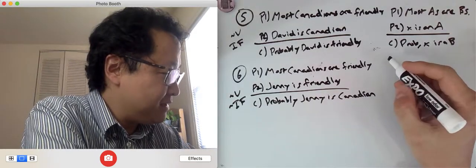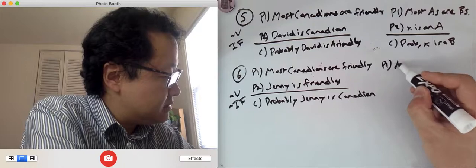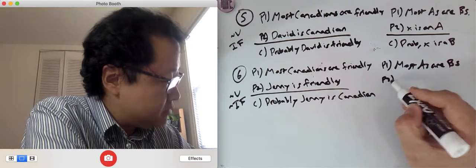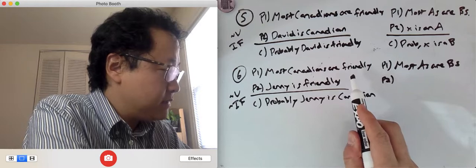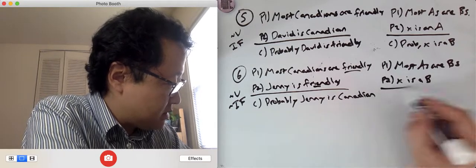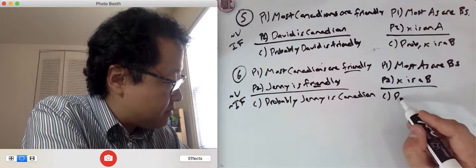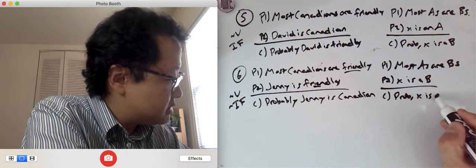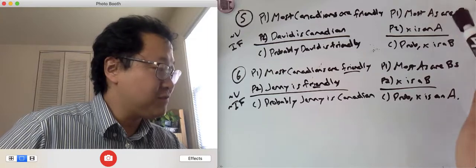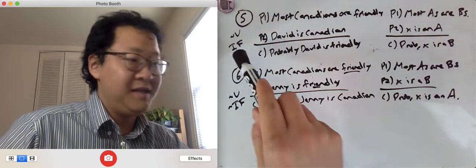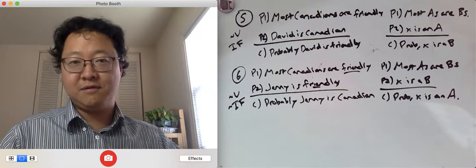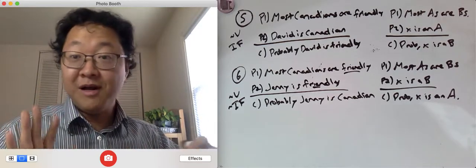We can see it more clearly if we use the symbols. Most A's are B's. Premise 2: X is a B. Therefore, conclusion: probably X is an A. So this is really key. An argument of the form most A's are B's, X is an A, so probably X is a B, is inductively forceful. But this one, most A's are B's, X is a B, probably X is an A, is not inductively forceful. Okay, one more, and this is going to be our last one.